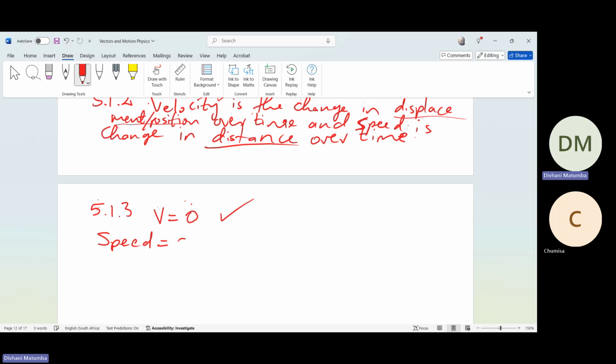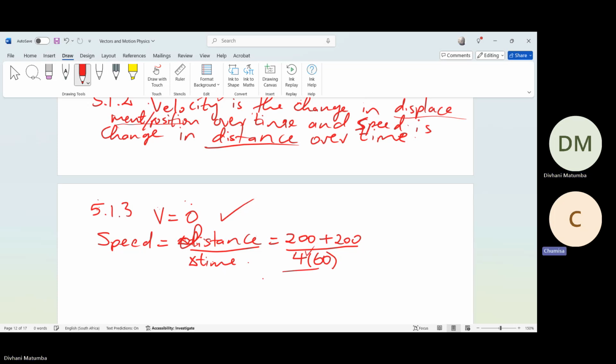But the speed equals the change in distance, or let's just say the distance, divided by change in time. The distance traveled for the entire trip was 200 meters going to the shop, plus another 200 coming back. Divided by the change in time, it is 4 minutes times 60, because I have to convert minutes into seconds. So this gave me 400 over 4 times 60, which will give you 240, I think.